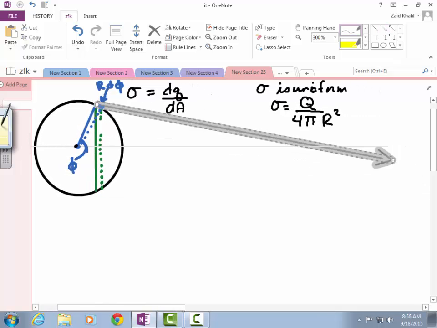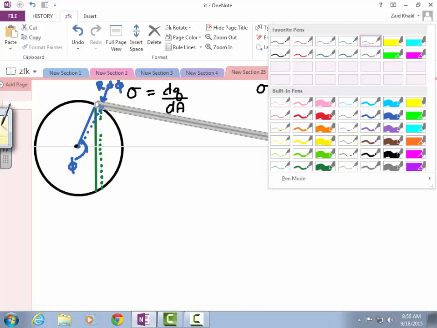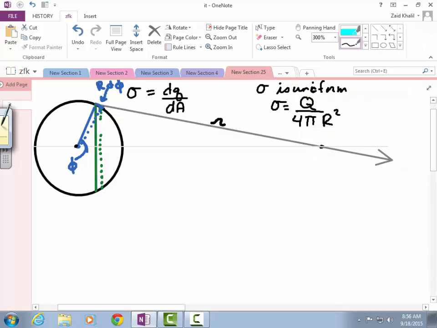All right. So you see that? Okay, so what is that? What is this length called? That's script R. So this is script R. Right? This is R. Okay. And I'm going to call this length little r. And notice this angle right here is phi. And that little sliver of an angle is d phi.